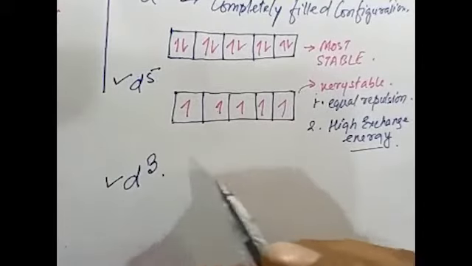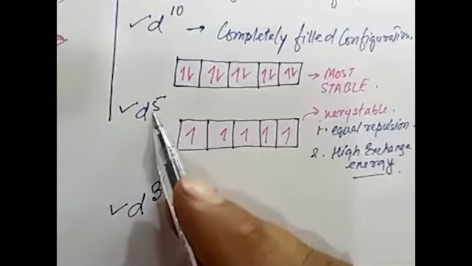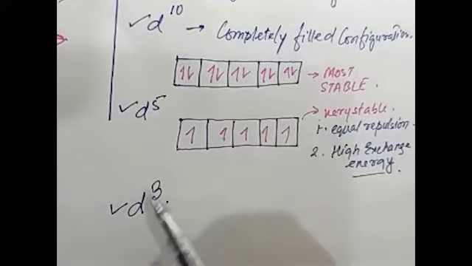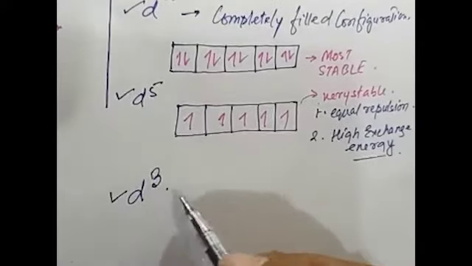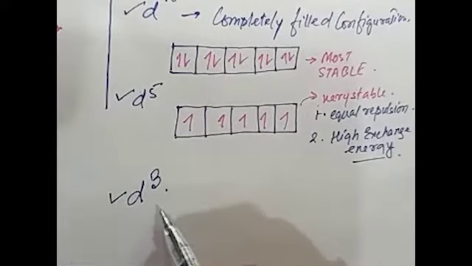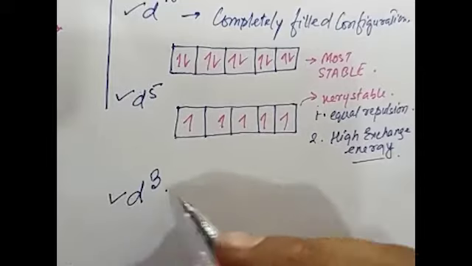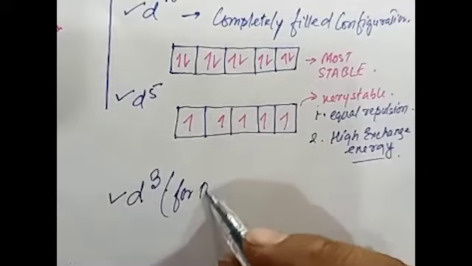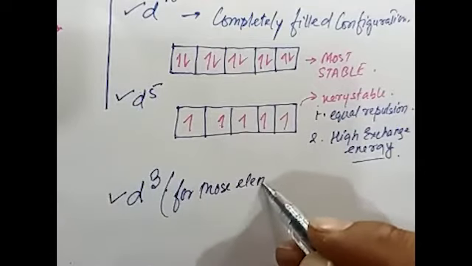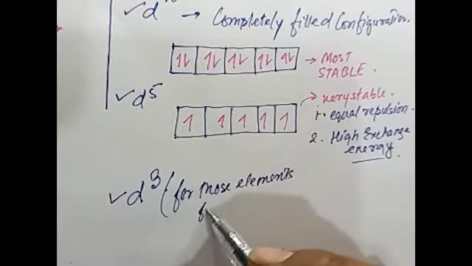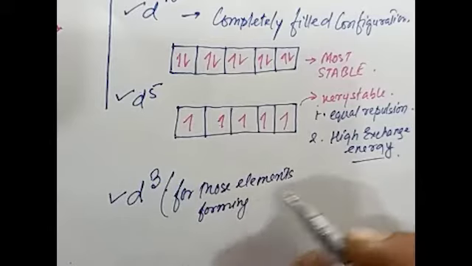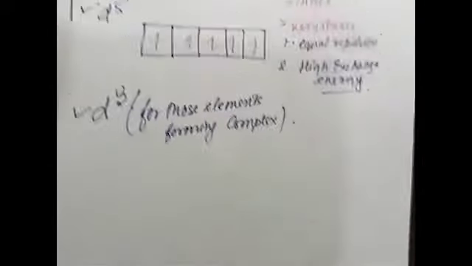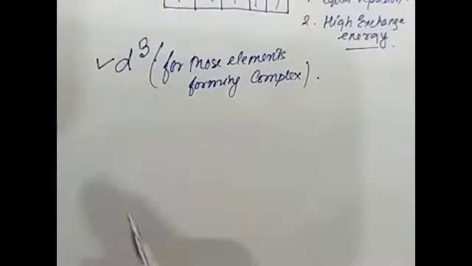You might think, sir, how is D3 stable? D5, okay, understood, unpaired electrons are five and equal. D10, okay, but D3? D3 भी होता है. D3 also is there. How come? Not for all elements, for coordination compounds elements, for those elements forming complexes.